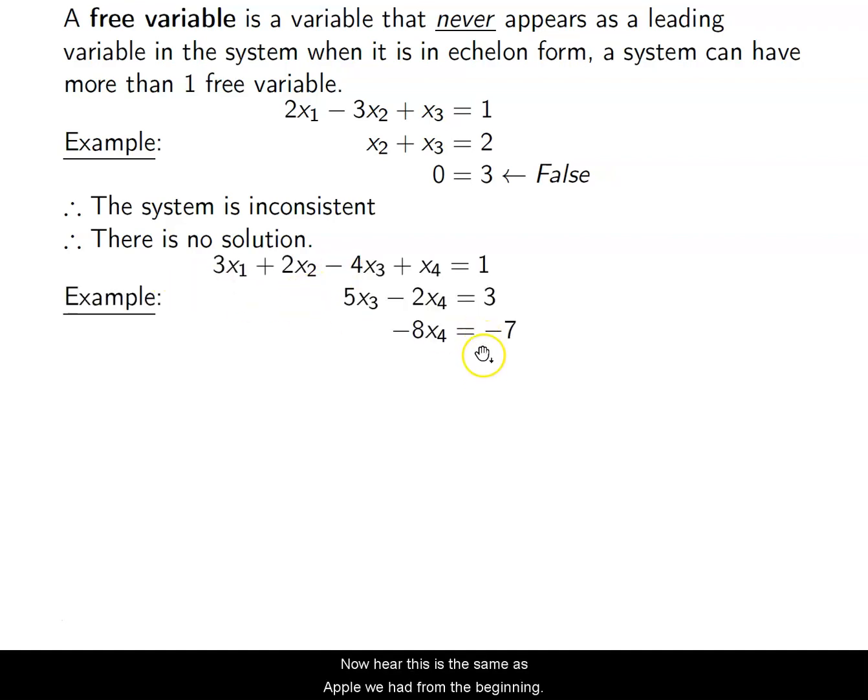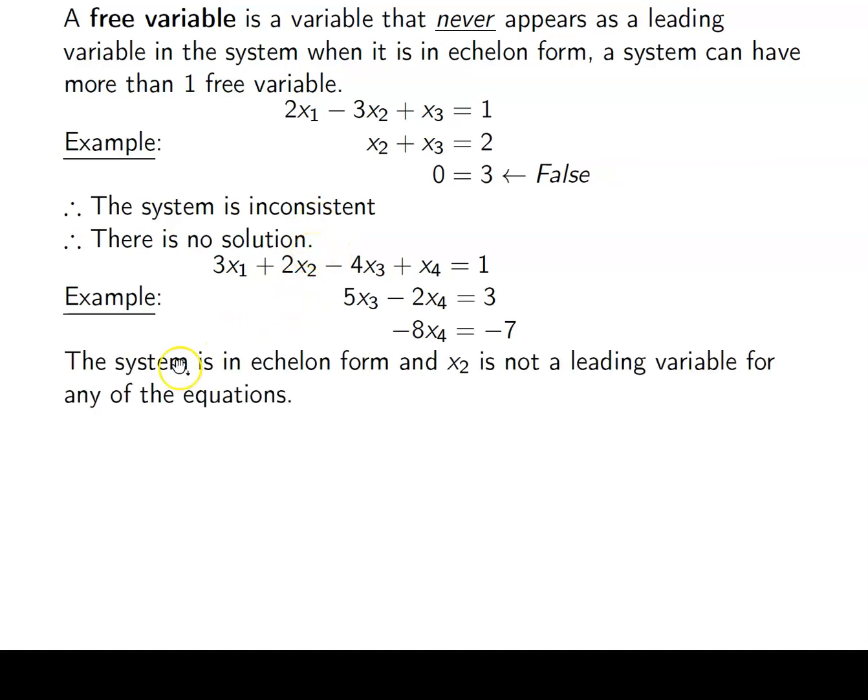Now here, this is the same example we had from the beginning. I have free variable, leading variable, leading variable, leading variable. This is the free variable. It's in echelon form. x2 is not a leading variable for any of the equations. Therefore, x2 is a free variable.